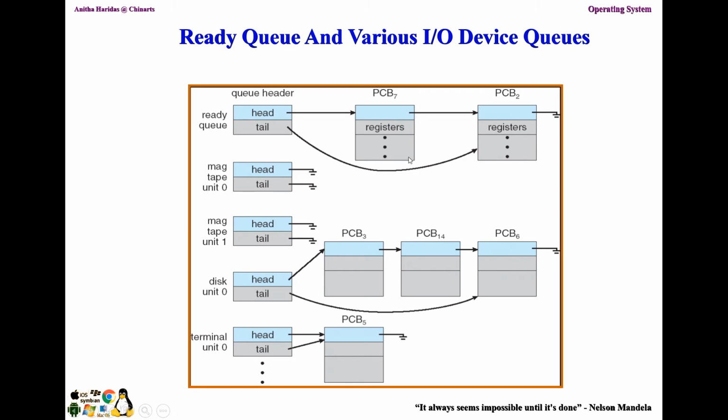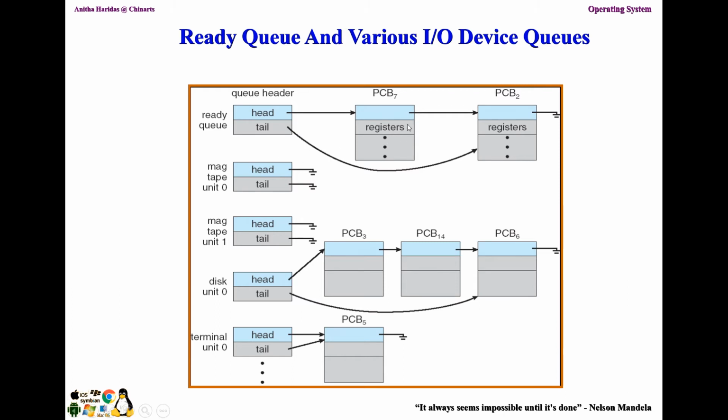Now apart from that, as I told you, various input output device queues will also be there. So you can observe I have a queue for magnetic tape 0 and another queue for magnetic tape 1, another queue for hard disk and another queue for terminal, right? Different queues for different input output devices. So whenever a process is allocated the CPU, it executes for a while and eventually it quits, is interrupted, or waits for the occurrence of a particular event, such as the completion of an input output request. Okay, I repeat, whenever a process is allocated to the CPU, right?